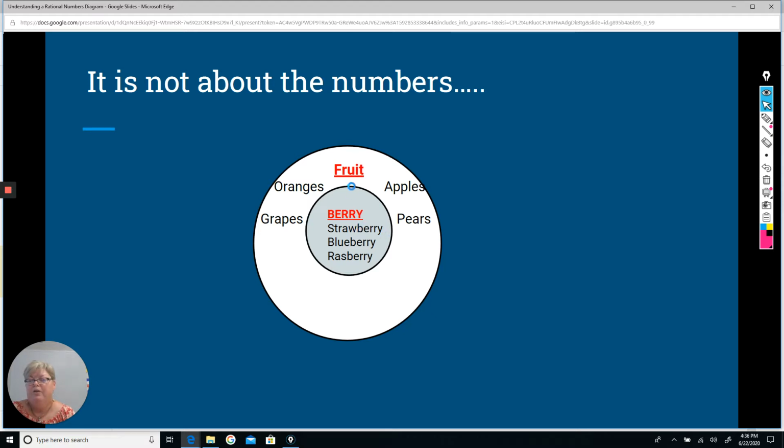So strawberries are part of the fruit family, and they're part of the berry family. But notice that outside the berry circle, apples is not part of the berries. Everything inside the big circle is part of the fruit family, but if it's outside of the berry circle, it's not part of the berry family. So it's important that you understand this concept.